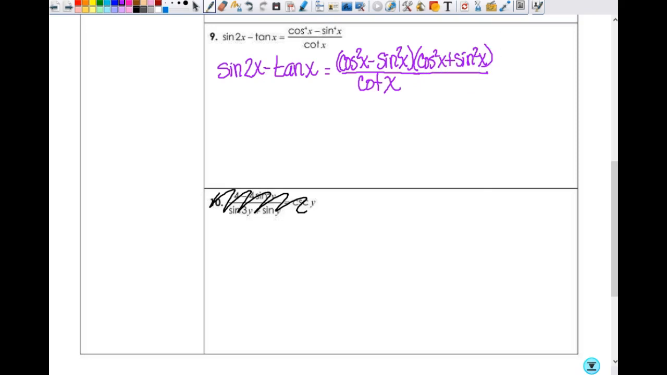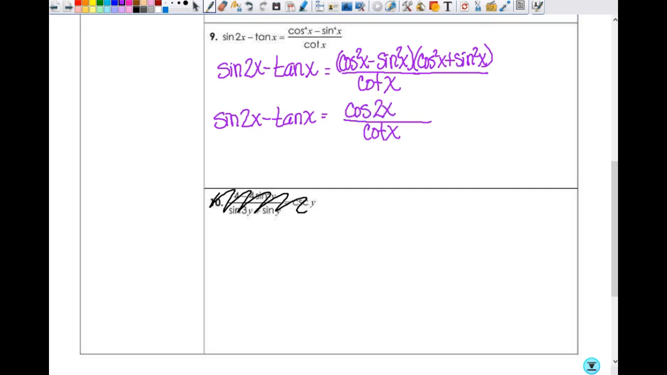I'm going to rewrite the left-hand side, sine of 2x minus tangent x, okay? And I'm still going to leave cotangent in the denominator for right now. Let's just clean up the numerator a little bit. So that cosine squared minus sine squared, does that give me 1? No, it does not. What could I substitute for that? Cosine of 2 theta or 2x. So this is cosine of 2x.